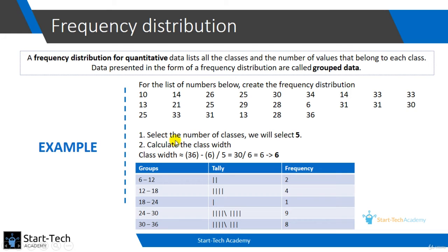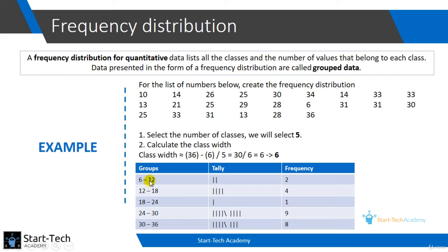Now I want to find out the class width. I told you class width is found by subtracting minimum value from the maximum value. Minimum value for this set of numbers is 6 and the maximum value is 36. So 36 minus 6 divided by number of classes, which is 5, comes out to 6. Now to create the classes, I will start with the minimum value, which is 6, and I will add the class width to get this upper range. So it is 6 to 12.